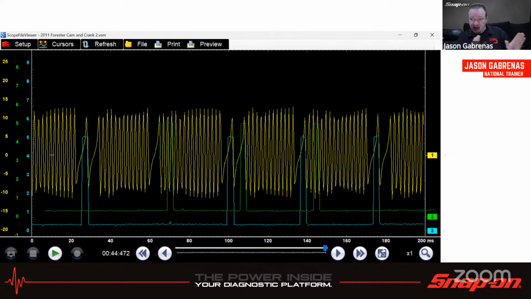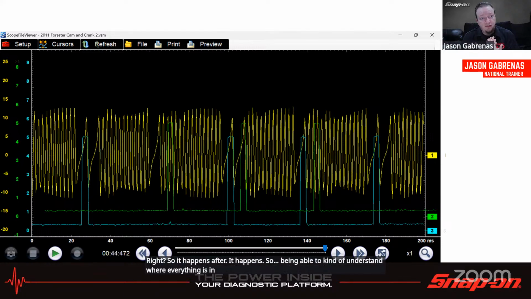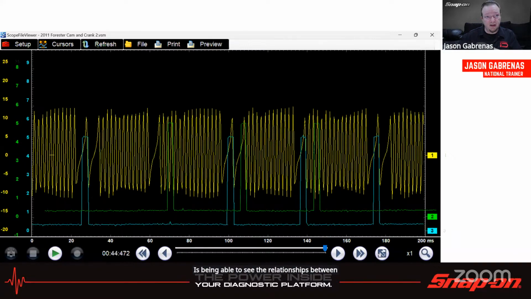Conversely, if it happens after it's supposed to happen, that would mean it's retarded, right? So it happens after it's supposed to. So being able to understand where everything is in relation to each other, that's the beauty of a scope, being able to see the relationships between multiple things on the same time base, right?